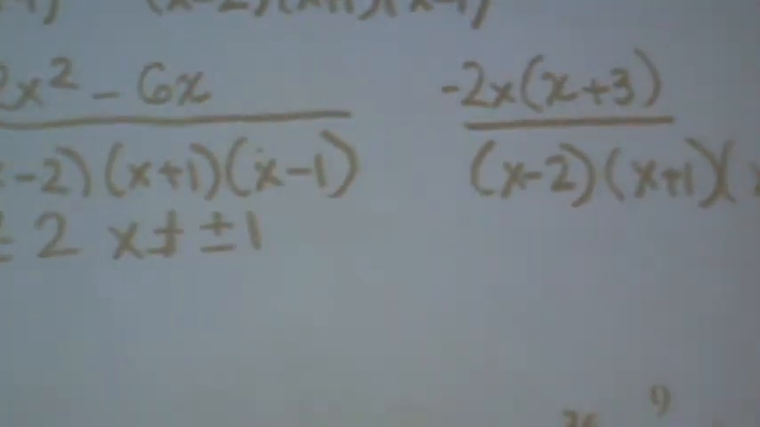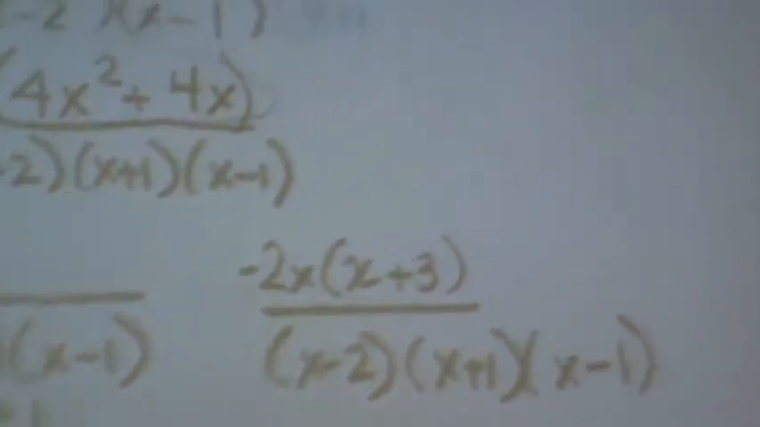Number 31 is easy. Now you got a little break. Can you tell me what the common denominator is? You have a 4x and an x squared. What is it? 4x squared. Good job, 4x squared.